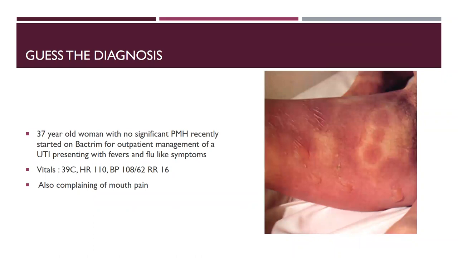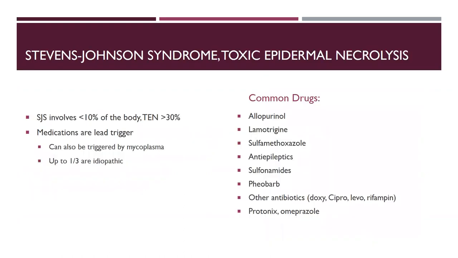Next up, we got a 37-year-old, no past medical history. She was started on Bactrim for a UTI and came in with fevers and flu-like symptoms. She is febrile, complaining of mouth pain, but the rest of her vital signs are okay. I heard an SJS. Correct.